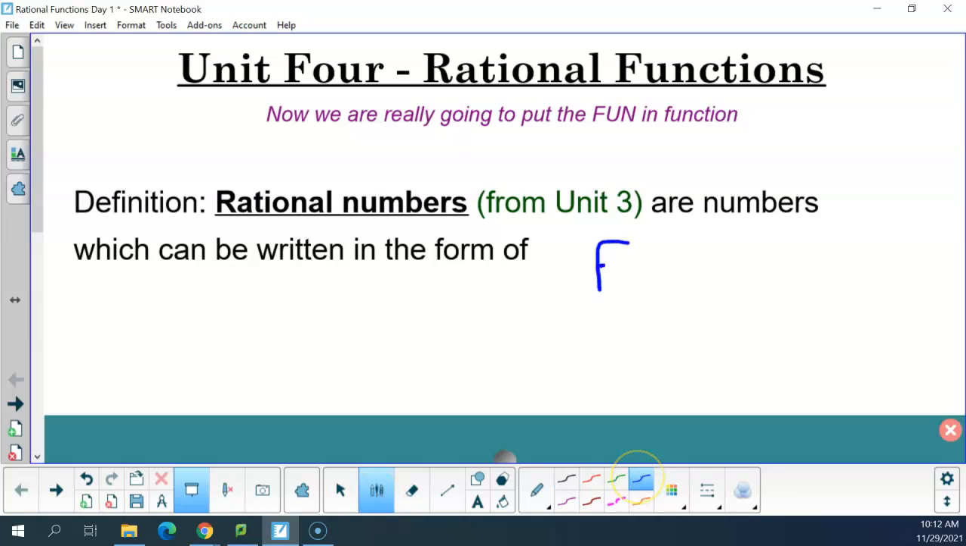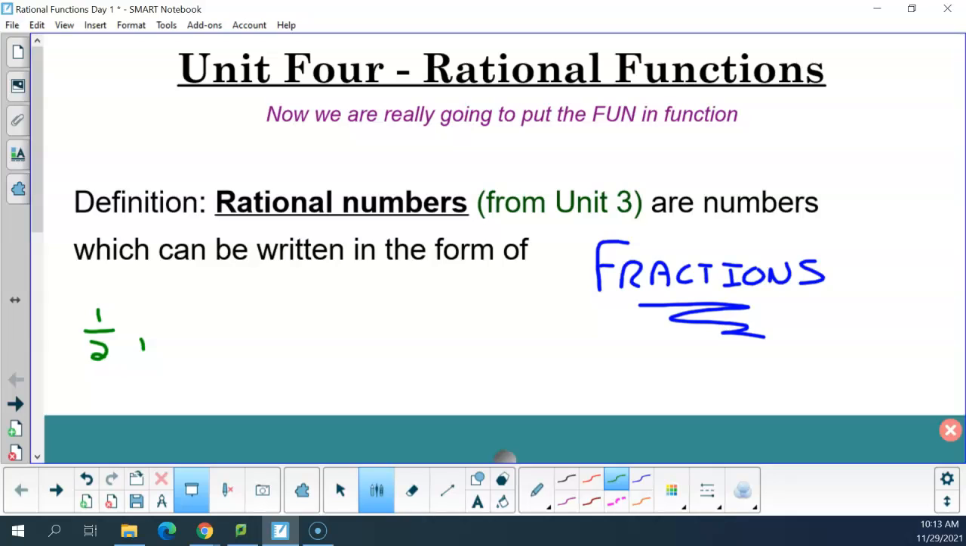Long way around. Rational numbers are fractions. And they come in many different forms. We could have positive ones. Give me an example of a positive fraction. 1/2. Give me an example of a negative fraction. Negative 1/3. All of those are rational numbers. They could come in improper form. We like improper fractions, right? Better than mixed numbers. So what's an improper fraction? 4/3.